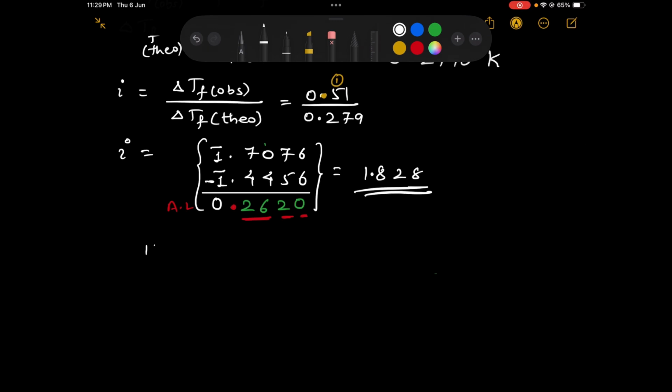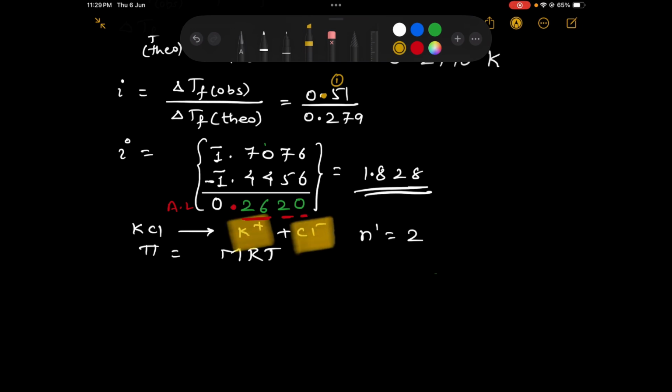Let's start with pi. Pi is equal to MRT. KCl will be dissociating into K plus and Cl minus. Therefore, we have n dash, that is number of particles, as 2. K plus 1 particle, Cl minus another particle. So 1 plus 1, 2. So pi equals i into MRT. Now why i, Van 't Hoff factor? Because there is a deviation. We are using an electrolyte. That's why we have to multiply the formula by i. Now this is taken as i MRT.